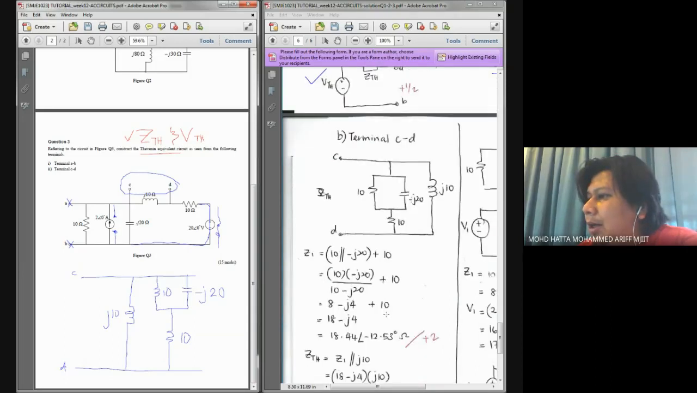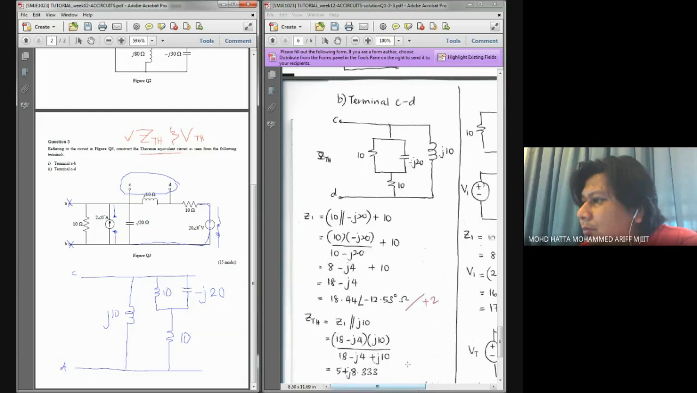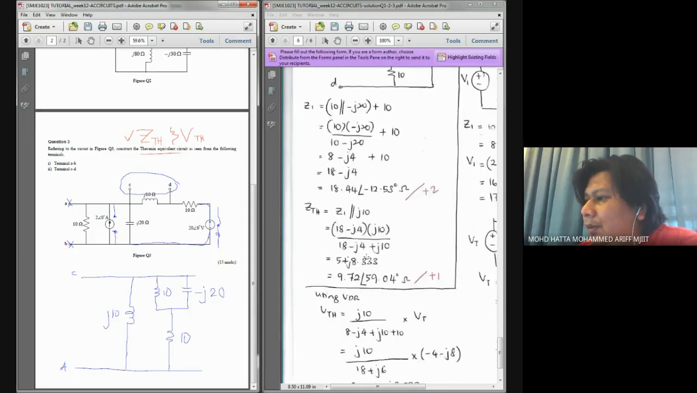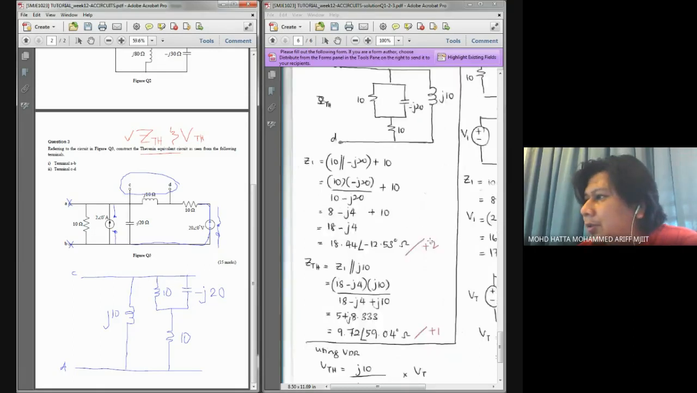So here I have my ZTH equals Z1, where Z1 is a combination of these three elements. These three elements are combined by the first one in parallel and in series with this 10 ohm. So that's why you see here 10 in parallel with negative J20, plus 10. This is my Z1. And later on, Z1 should be in parallel again with J10. So at the end, you will have your ZTH value over here. Just by doing this, we easily get 3 marks.